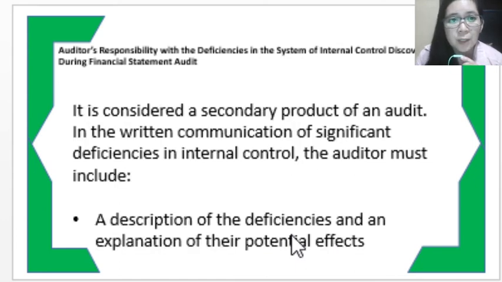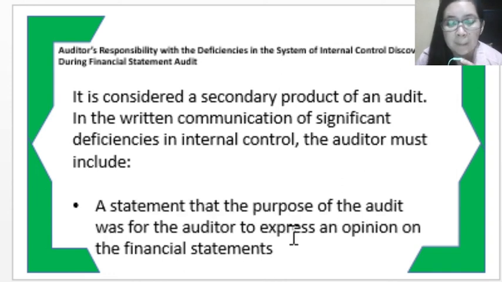So it is considered a secondary product of the audit because again, the primary purpose of the audit is to express an opinion on the fairness of the FS. In the written communication of these significant deficiencies in the internal control, the auditor must include the following. The description of the deficiencies and an explanation of any potential effects in the entity, especially in the preparation of the FS.